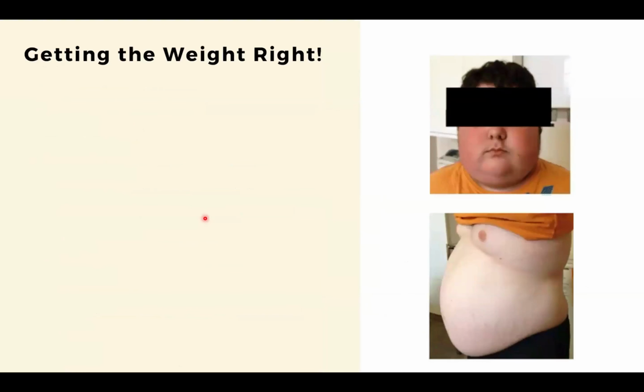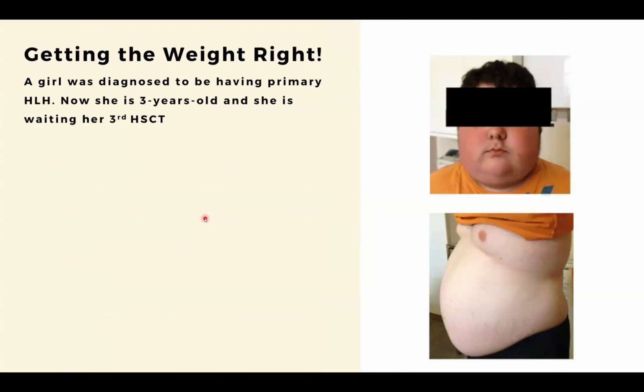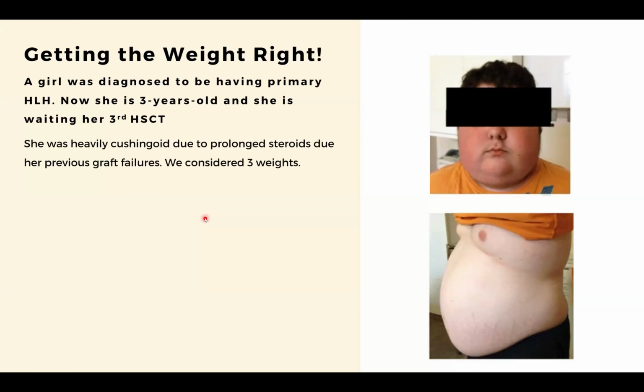Getting the weight right is very important, especially when they are overweight. So this is again a true story. A girl was diagnosed with primary HLH, that is hemophagocytic lymphohistiocytosis. They need early transplant during infancy. Now this child is 3 years old, and she is waiting for her third hematopoietic stem cell transplant. She was heavily cushingoid due to prolonged steroids because of her previous graft failures.